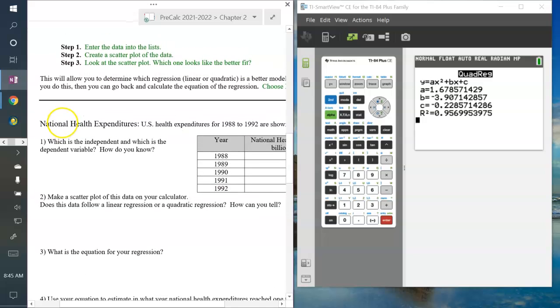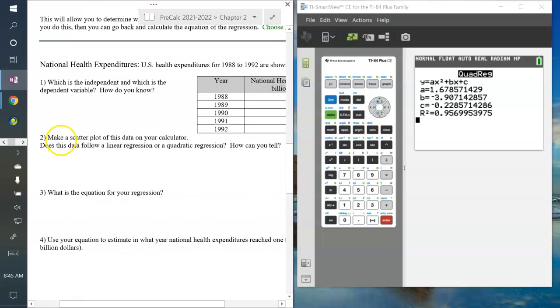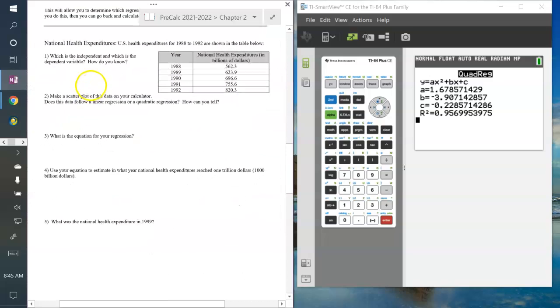So just a reminder of the steps to do: enter your data in your lists, create the scatter plot of the data, look at the plot and see which one looks like a better fit. That could save you some time. If you are not sure, do both and see what happens. So let's do an example here.